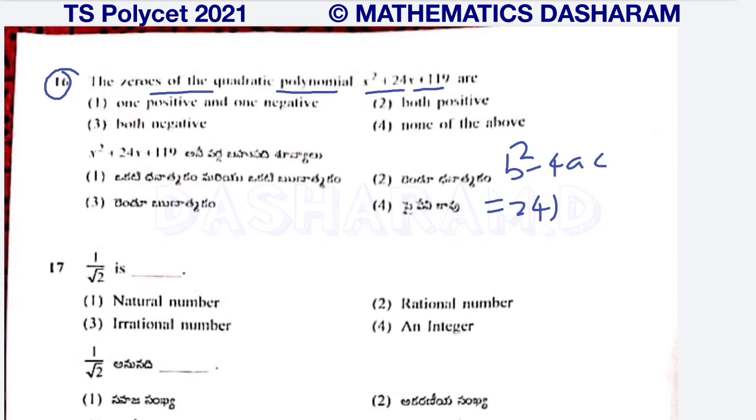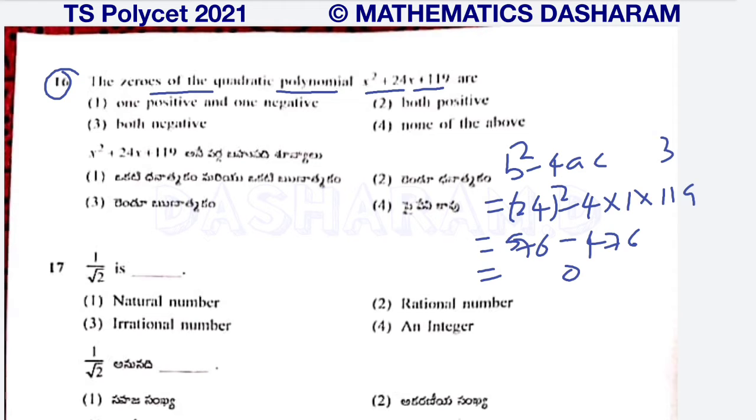So 24 square minus 4ac. A value, the x square coefficient, is 1. C value is 119. So 24 square is 576, minus 4 ones are 4, 4 nines are 36, 3 carry, 4 ones are 4, 4 plus 3 is 7, 4 ones are 4. 6 minus 6 is 0, 7 minus 7 is 0, 1. So it is greater than 0. When the discriminant value is greater than 0, the roots are real and distinct. Both roots are real and distinct.